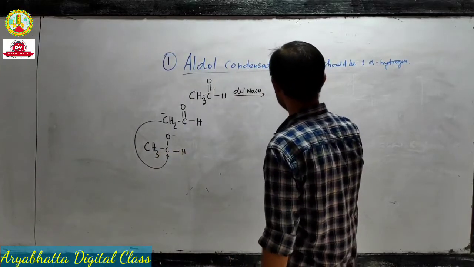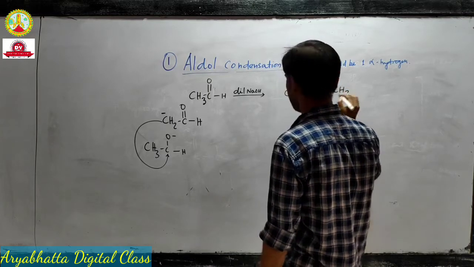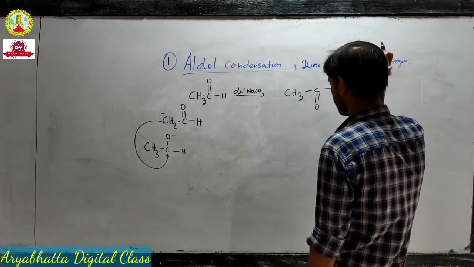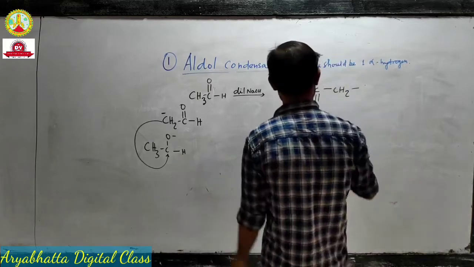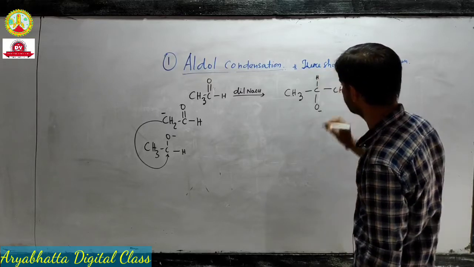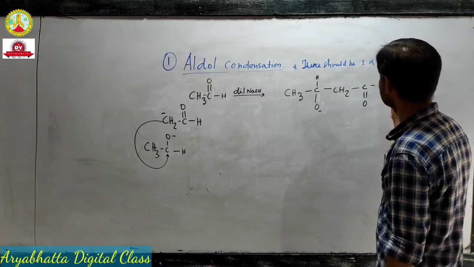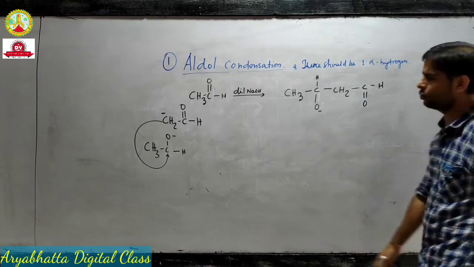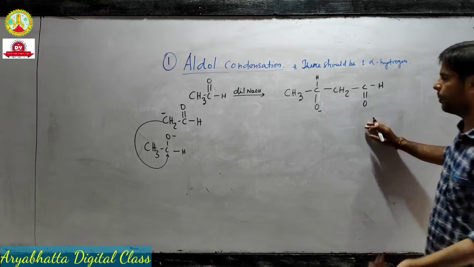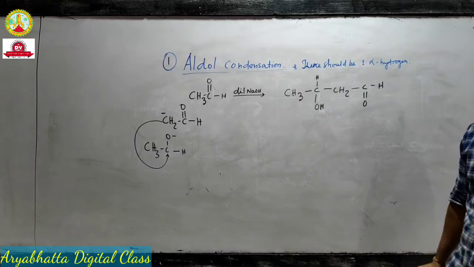This will happen, and what we will get is this. From this carbon we will get this negative charge. There is a hydrogen over here. We get CH2 and then we get this. So this is what we get after connecting these two molecules. And what will happen? It will get protonated, so we will get a hydrogen over here. So this is beta hydroxy.